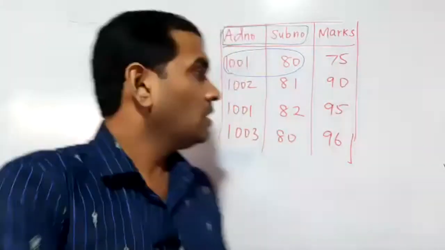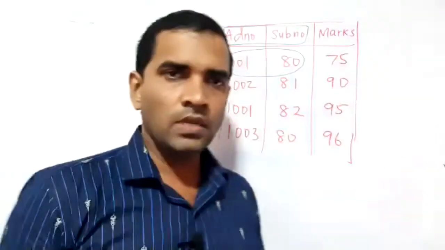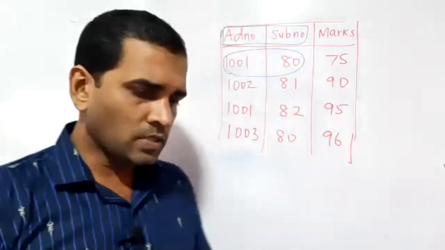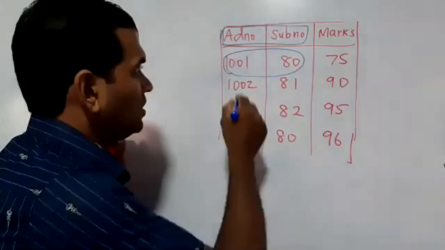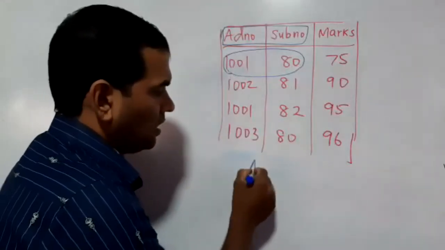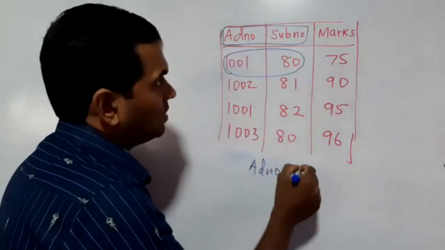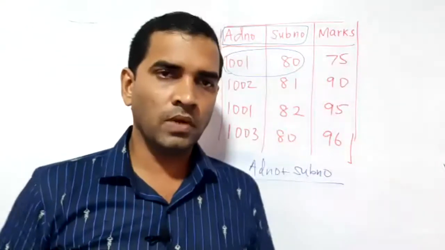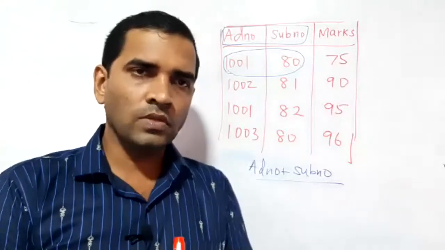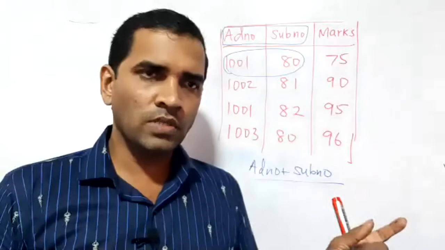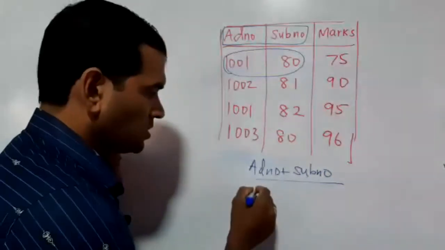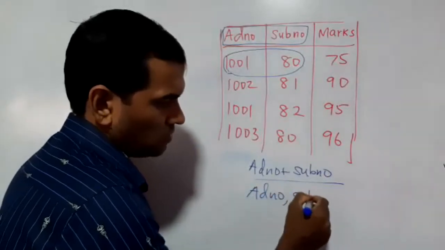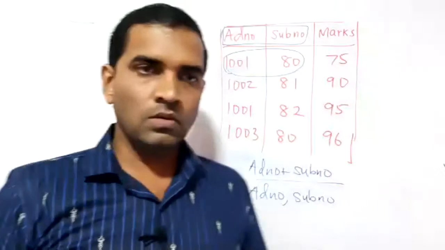So in this instance, the composite key is admission number, which means ADNO plus SUVNO. When it is a composite key, try writing it like this. I'm writing the composite key here, ADNO plus SUVNO. This may be the better way to write the composite primary key because we are combining both of them, so that plus may show the combination. Even this is also possible: you can write ADNO, comma SUVNO.